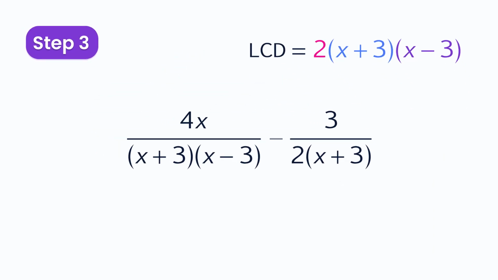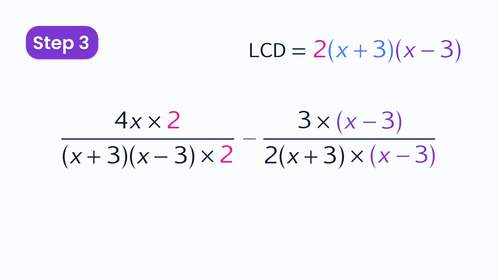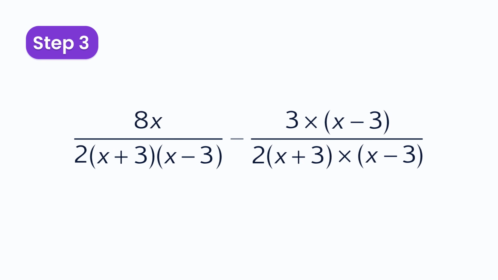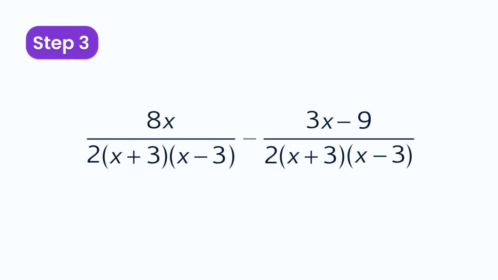The first fraction has to be expanded by 2 to get the LCD. That gives you 4x times 2 over the quantity x plus 3 times the quantity x minus 3 times 2. The second fraction must be expanded by x minus 3 to get the LCD in the denominator. That gives you minus 3 times the quantity x minus 3 over 2 times the quantity x plus 3 times the quantity x minus 3. As you expand these fractions, you get 8x over 2 times the quantity x plus 3 times the quantity x minus 3, and minus 3x minus 9 over 2 times the quantity x plus 3 times the quantity x minus 3.